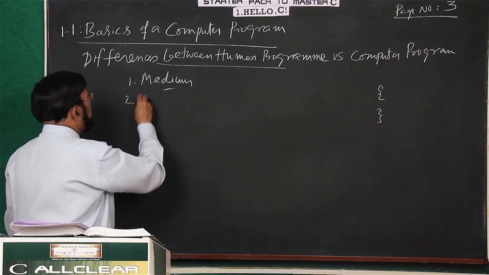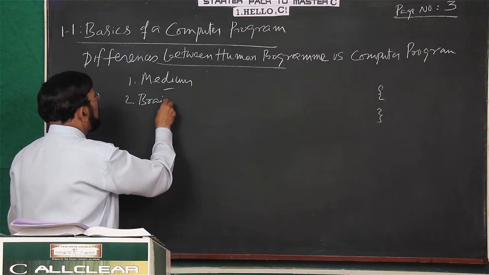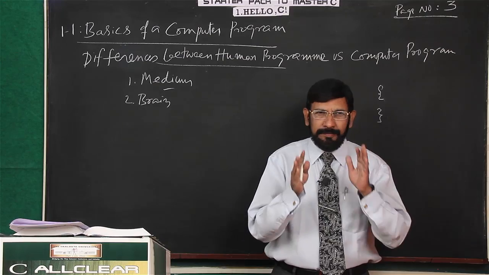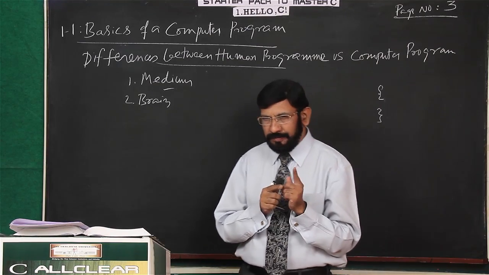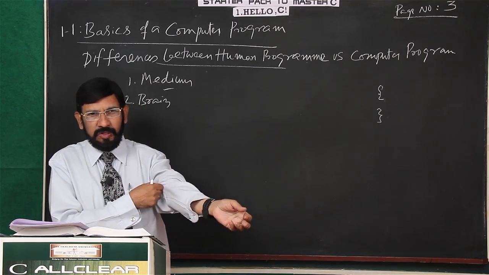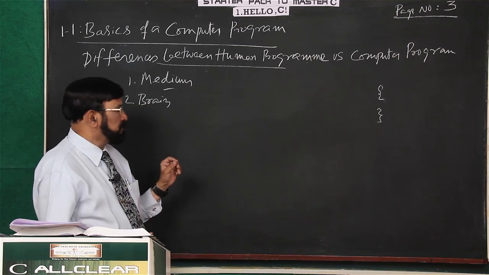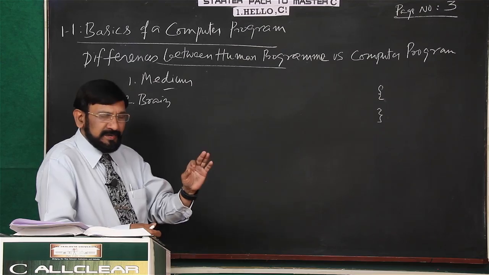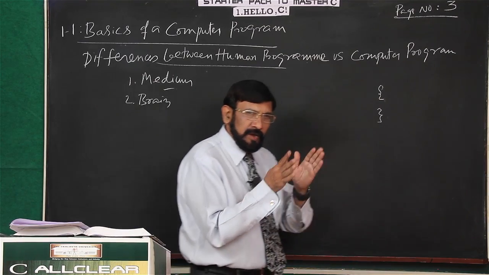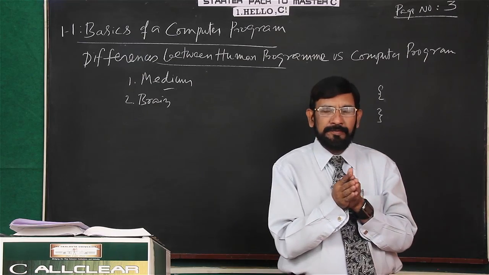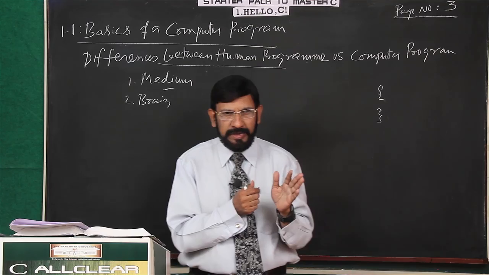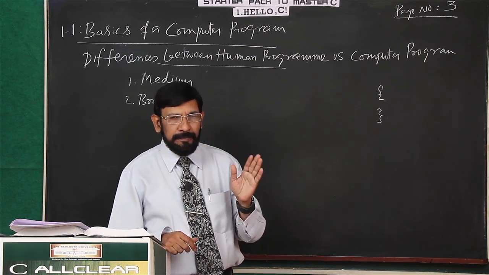The second one is brain. Actually, a computer does not have any brain. It is a brainless machine. You must understand, many people feel that computers are very brainy machines and all that. A little later I will explain. First understand that a computer is a brainless machine. It is just a computation machine. It can perform computations much faster than a human being, but it does not have any brain.